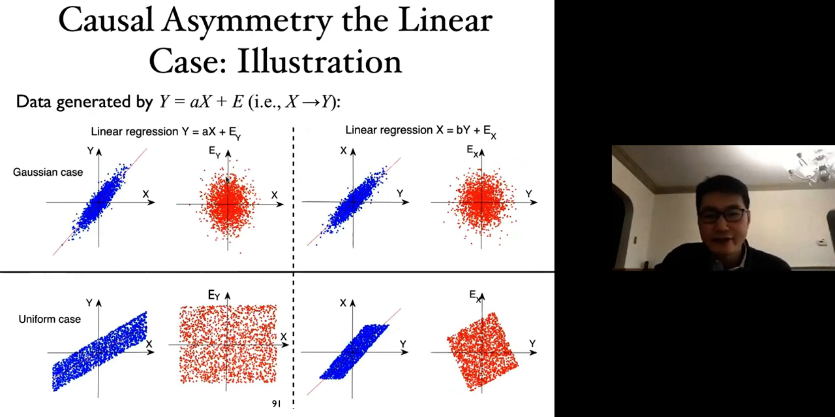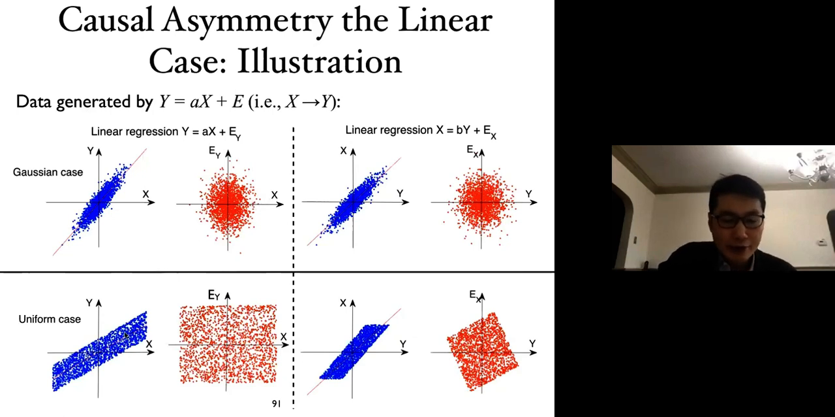In the first row, you can see the Gaussian case, where x and e are both Gaussian. You can see the scatter plot, and then I try to explain y with x by doing linear regression, regressing y on x. This is the regression line, and here you can see the scatter plot of the residual and x. You can see the same thing in the reverse direction, where I regress x on y. In both cases, the error term is uncorrelated from the predictor, and also they are independent, because in the Gaussian case, independence is equivalent to uncorrelatedness.